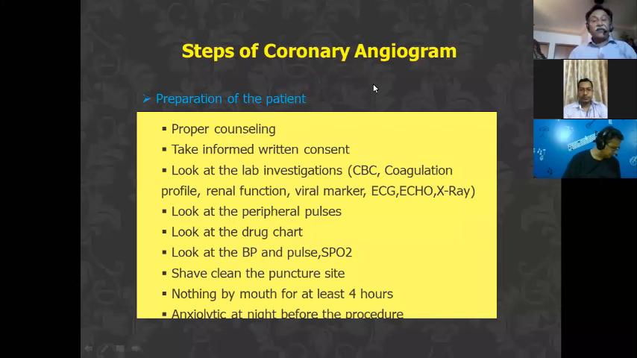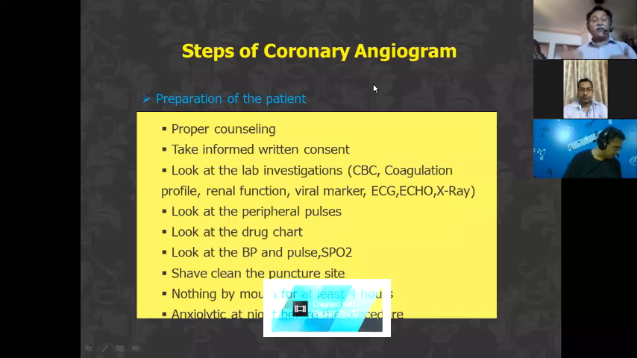Next, you should check some blood tests, coagulation profile, and renal function before starting the procedure. You also examine the patient to look for the peripheral pulses, see the drugs he is getting, and check the vitals like pulse, blood pressure, and SpO2. You don't need to check yourself. You will ask your sister to do this job.